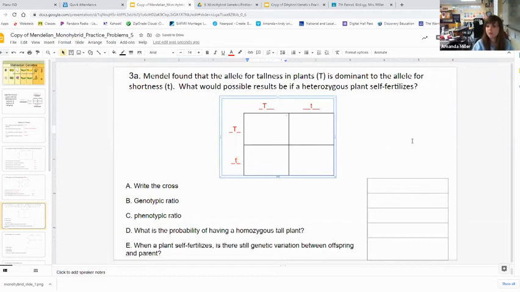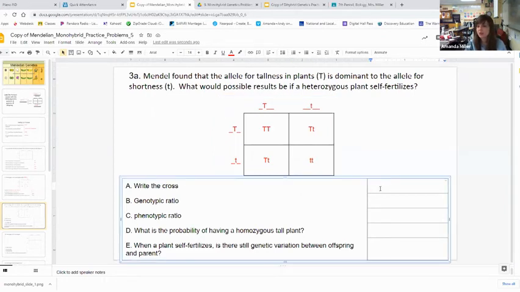So now I want to do my Punnett square. Here I have big T, big T. Here I have big T, little t. Here I have another big T, little t. And then finally I have little t, little t. Okay? So what I did here is just simply asked you to write out what the cross is, what the parents are. Okay? So that's big T, little t, crossed with big T, little t.